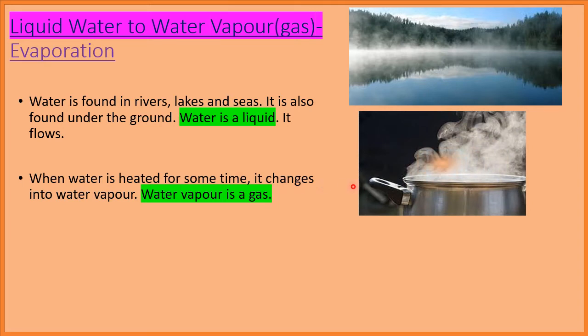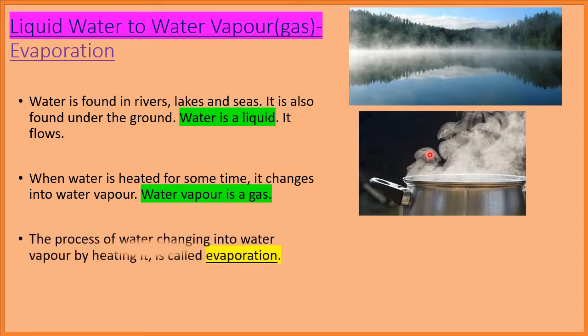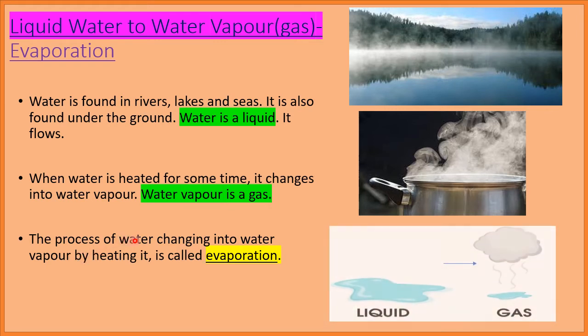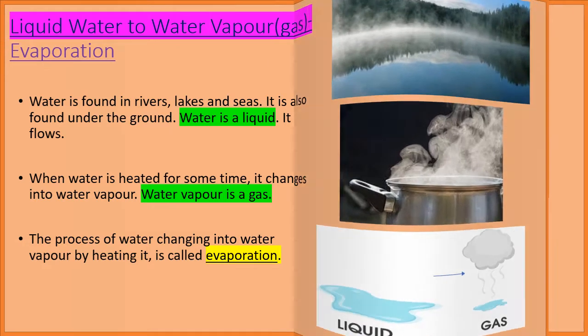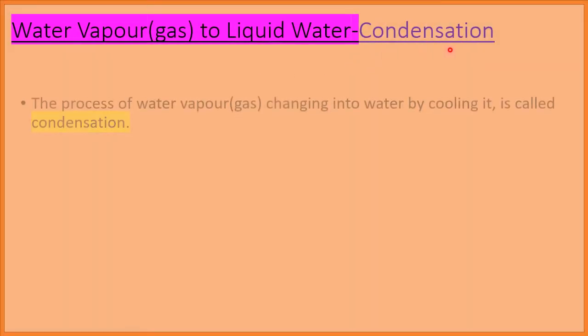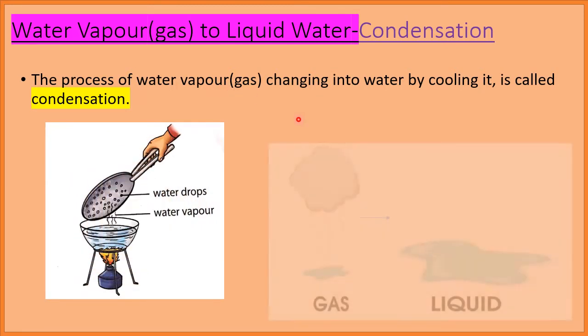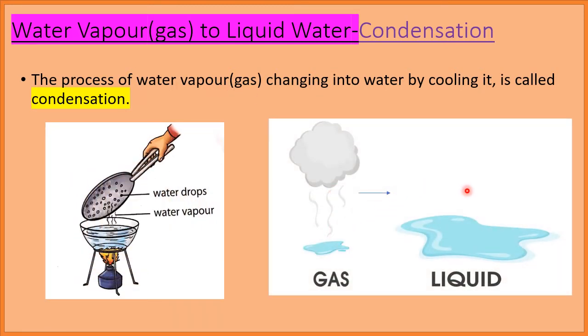When water is heated for some time, it changes into water vapor. Water vapor is a gas. The process of water changing into water vapor by heating it is called evaporation. Condensation. The process of water vapor changing into water by cooling it is called condensation.